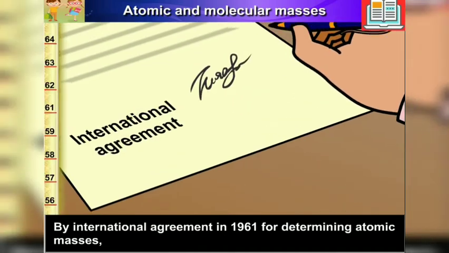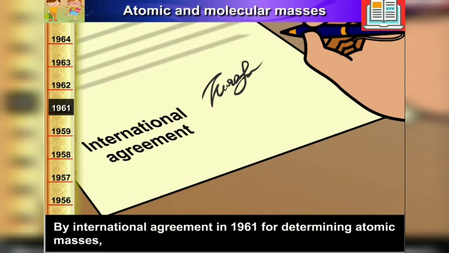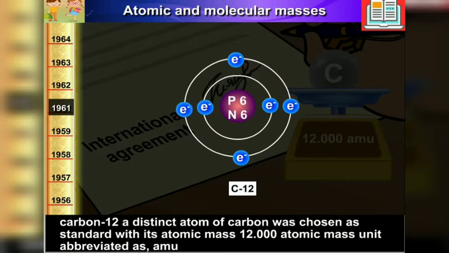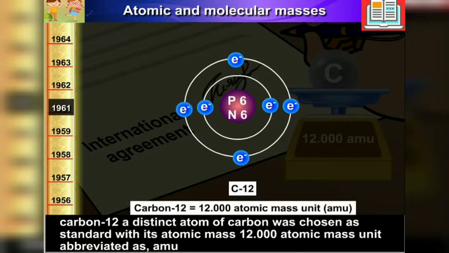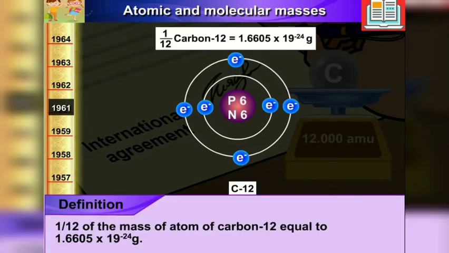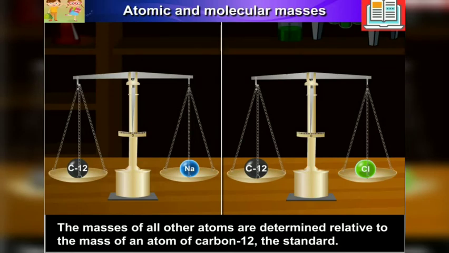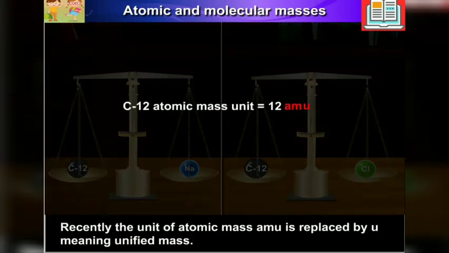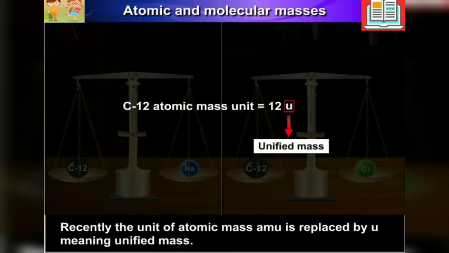By international agreement, in 1961, for determining atomic masses, carbon-12, a distinct atom of carbon, was chosen as the standard with its atomic mass 12 atomic mass unit, abbreviated as AMU, and defined as 1 upon 12 of the mass of an atom of carbon-12, equal to 1.6605 multiplied by 10 raised to minus 24 gram. The masses of all other atoms are determined relative to the mass of an atom of carbon-12, the standard. Recently, the unit of atomic mass, AMU, is replaced by u, meaning unified mass.